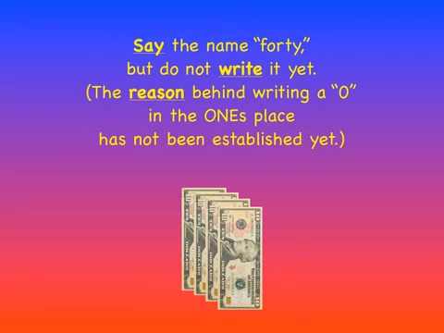Now you say the name 40, but do not write it yet, because the reason behind writing a 0 in the ones place for 40 has not been established yet. So we don't want to write it yet when they won't understand it.